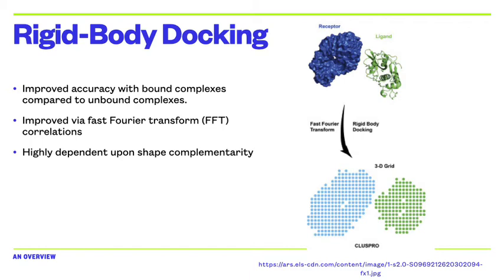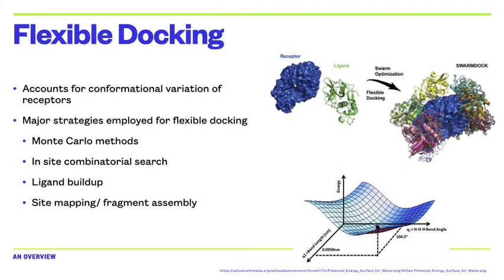Flexible docking, on the other hand, allows for the ligand to experience conformational variation, in which the ligand is allowed for different atoms and different groups within the ligand itself to rotate freely so that it can better fit the receptor. And of course, this allows it to be more in line with the induced fit model that we're familiar with within biochemistry.